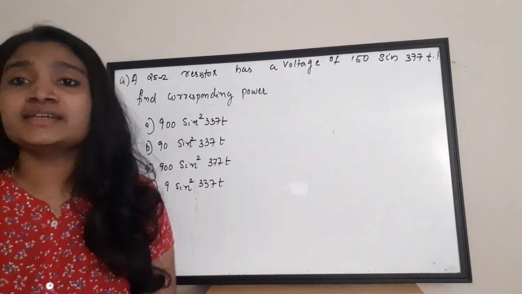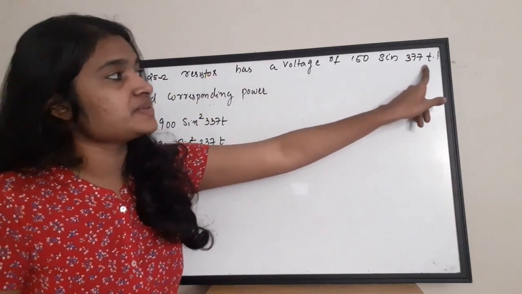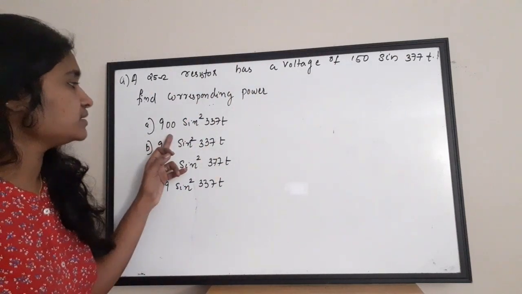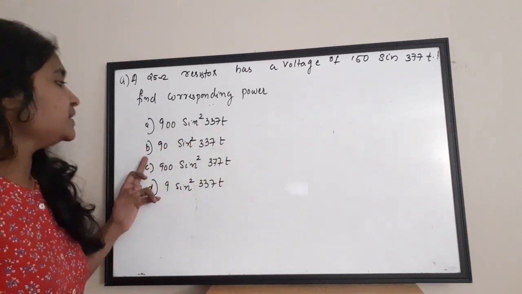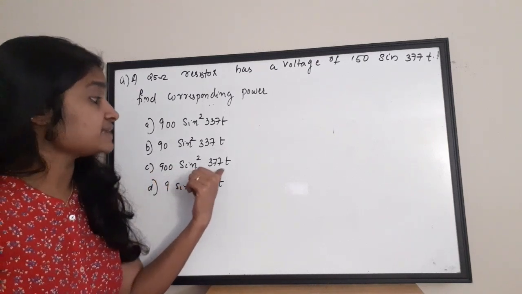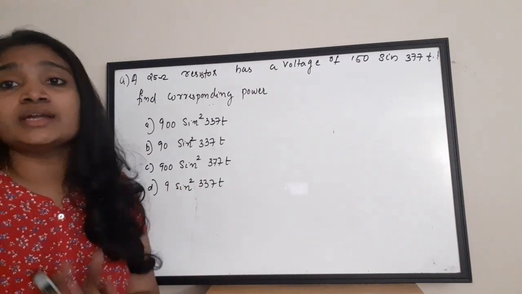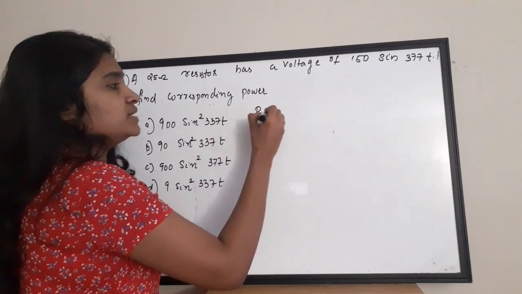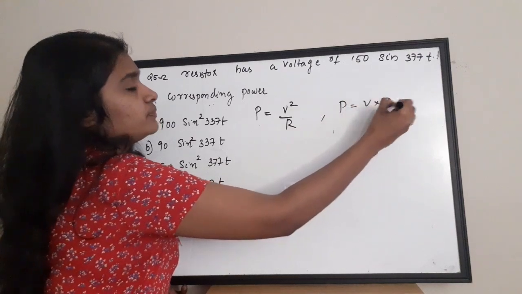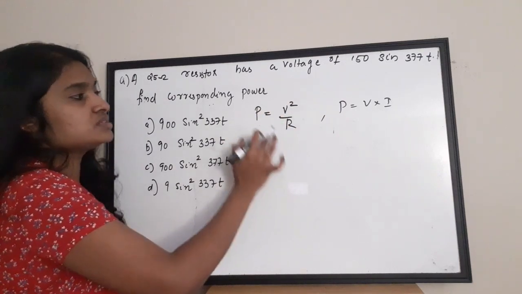The next question is, a 25 ohm resistor has a voltage of 150 sine 377t. Find the corresponding power. The options given are A 900 sine square 337t, B 90 sine square 337t, C 900 sine square 377t, and D 9 sine square 337t. So the equation to find power is, either you can use P is equal to V square by R, or P equal to V into I.